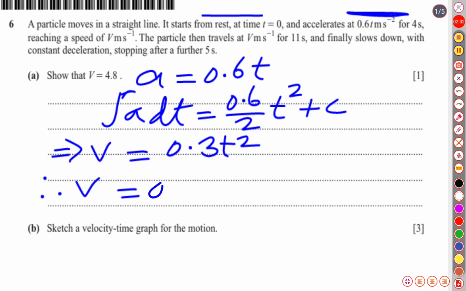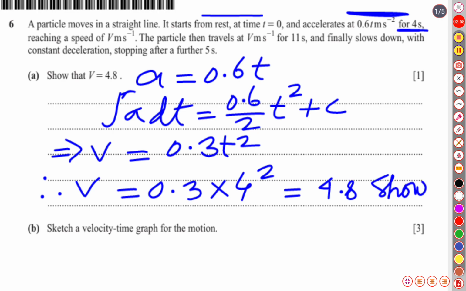Okay, now they have told us to find the value of v. So 0.3, and for the first phase the span of time is 4 seconds. So it is 4 squared, so 16 into 0.3 is 4.8. Then they have told us to show this. We have shown it.